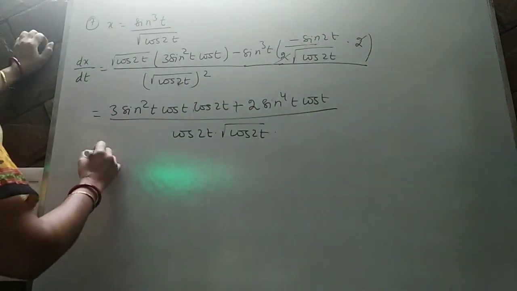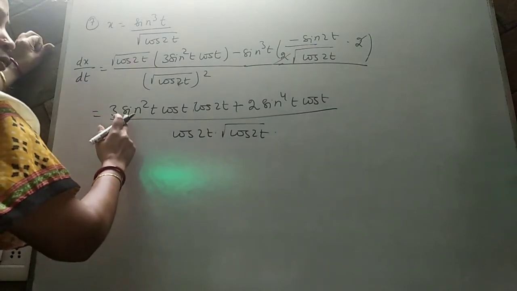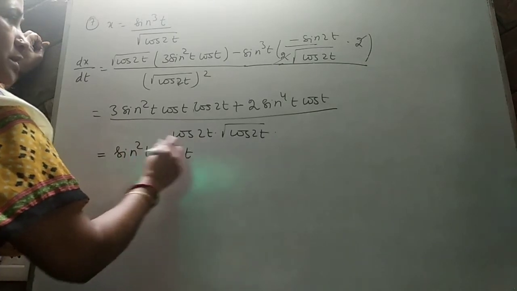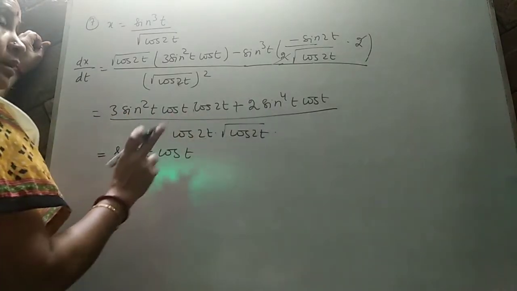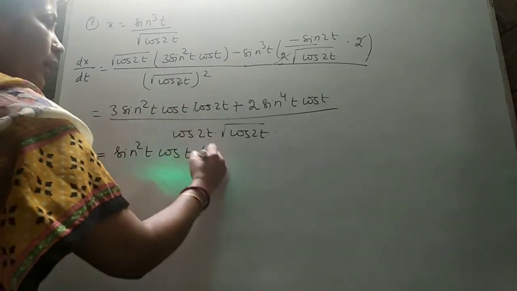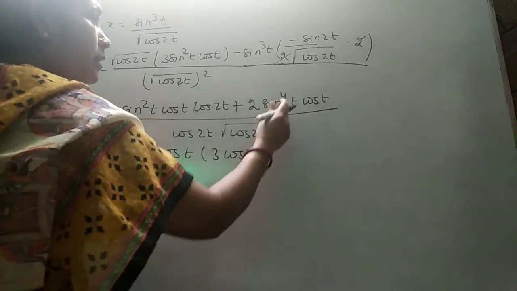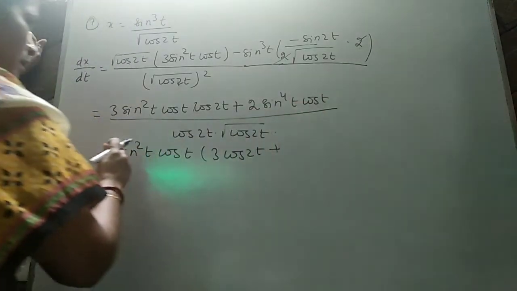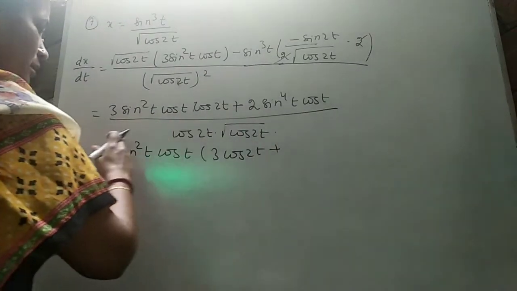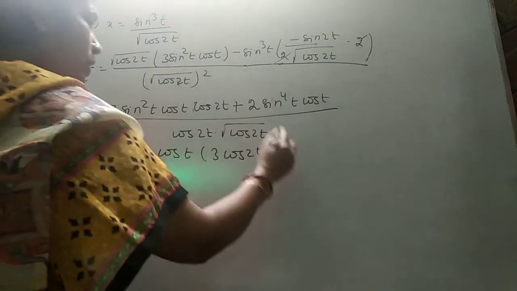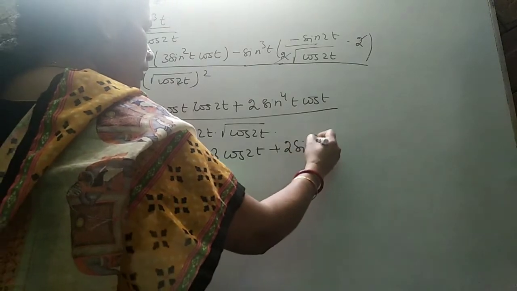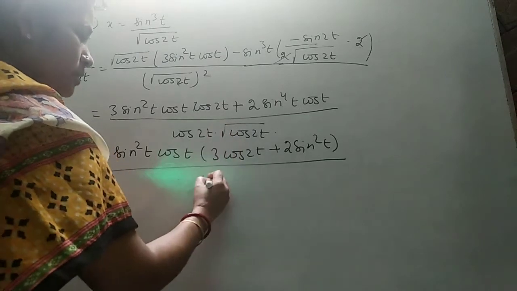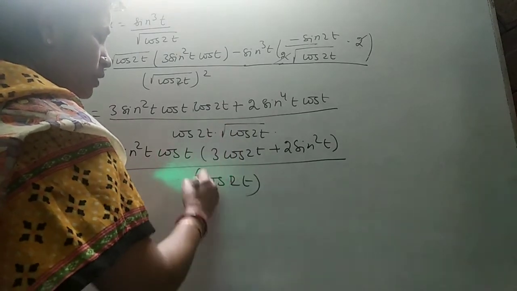So what is the common here? I hope here the common is sin square t into cos t. Very carefully you have to do. So remaining we have 3 cos 2t, and then here we have plus 2 sin square t. Am I correct? Now listen better, one thing to keep in mind. The denominator can be written as cos 2t whole power 3/2.